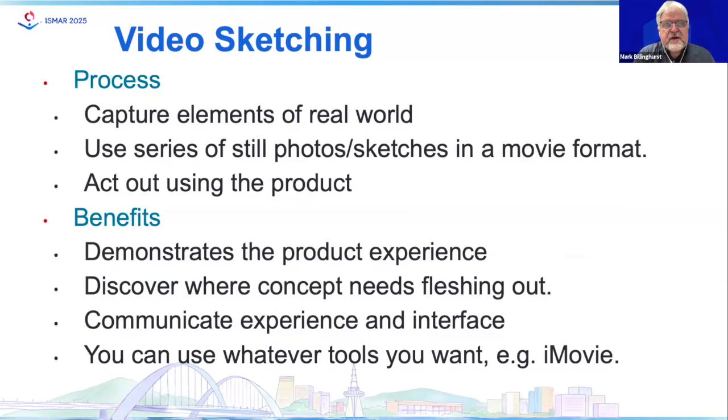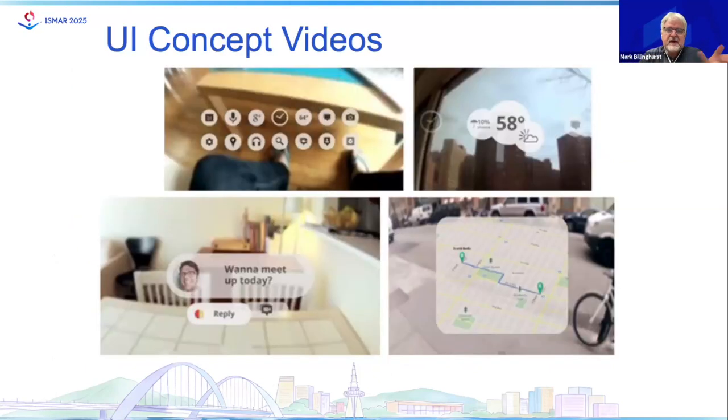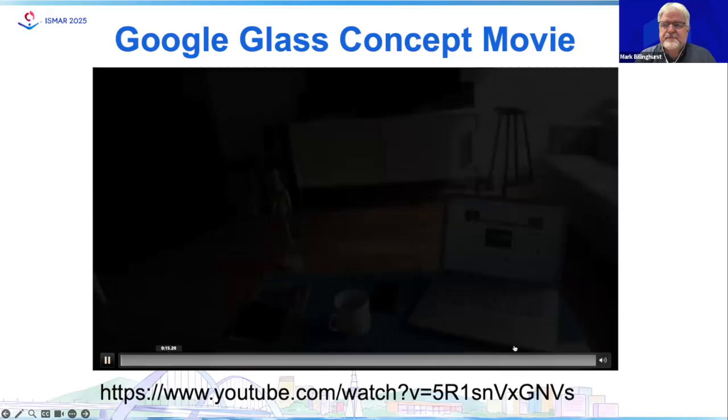And one way to show that is to build video sketches. So here you can capture elements of the real world or use still photographs, but put them all into a video and just show what's happening. So people oftentimes make concept videos. This is a series of stills from the concept video from the original Google Glass. And when they make concept videos, it's all fake, but you can use video editing to make it seem real. So here's the Glass concept movie.